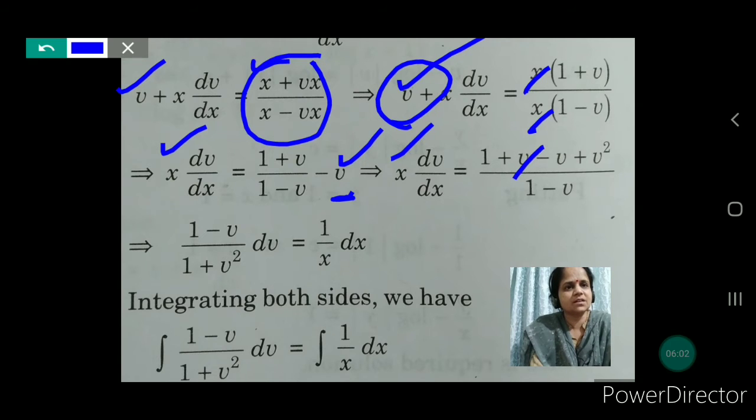Now see that v and minus v will cancel, and you will get here (1 plus v square) upon (1 minus v), and now separate the variables. So it is (1 minus v) upon (1 plus v square) dv is equal to 1 upon x dx. Now integrating both sides. Okay.